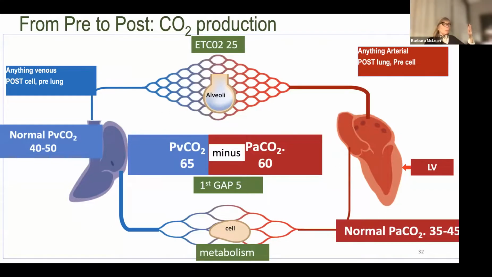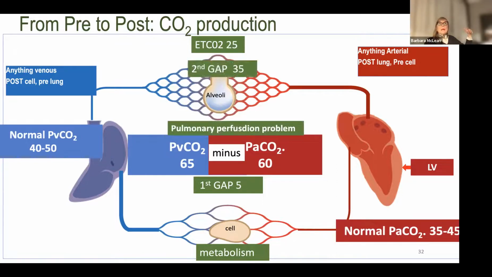So now we're thinking, well, what about the end tidal CO2? Is the end tidal CO2 gap normal, or is it wide? I look at the end tidal CO2 and it's 25. Well, that is not right. Arterial CO2 minus end tidal CO2 has a gap, the second gap, of 35. This is a pulmonary perfusion problem.